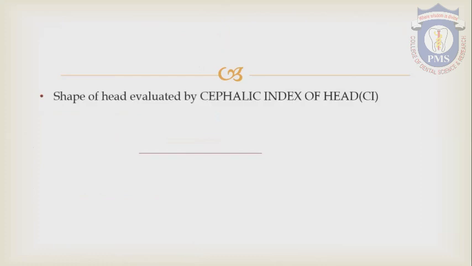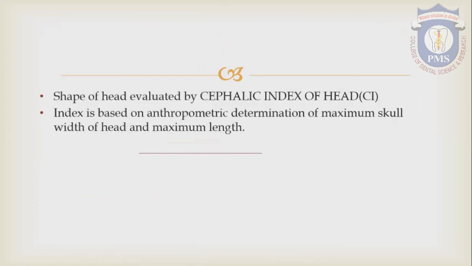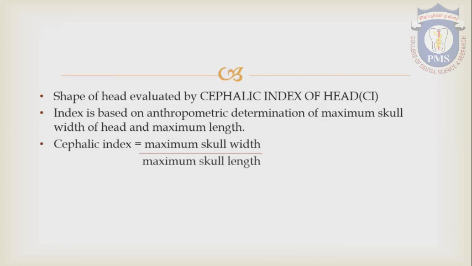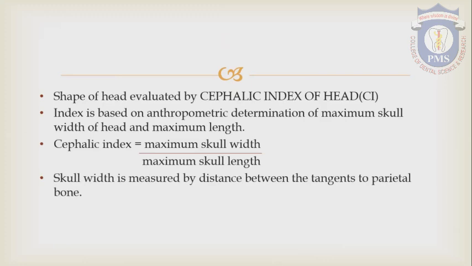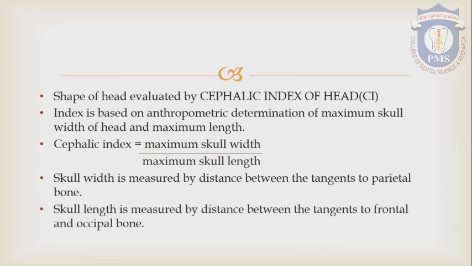Okay. Next, let's come to the shape of the head evaluated by cephalic index of head. So what is cephalic index? It is based on anthropometric determination of maximum skull width of head and the maximum length. So cephalic index is maximum skull width divided by maximum skull length, into 100. Now skull width is measured by the distance between tangents to the parietal bone, and skull length is measured by the distance between tangents to the frontal and occipital bone.